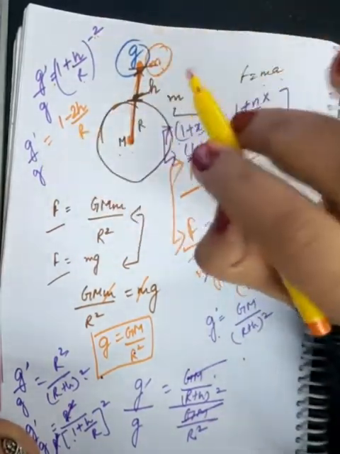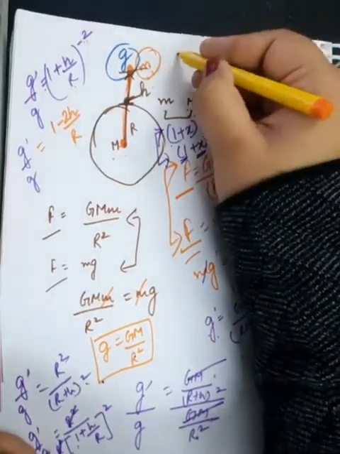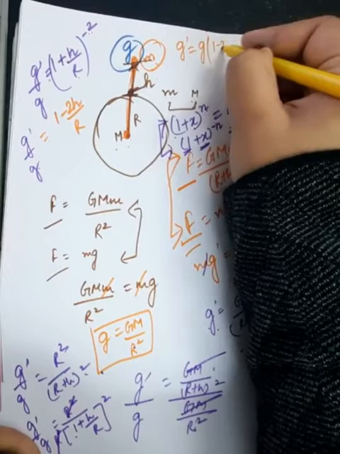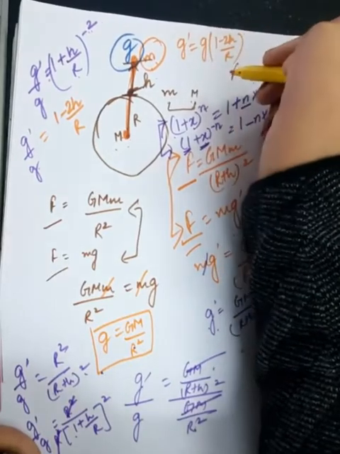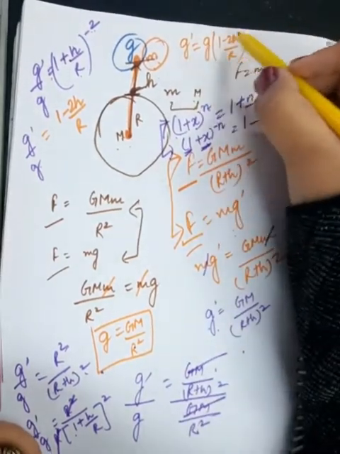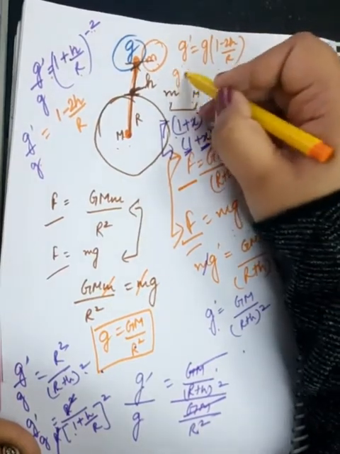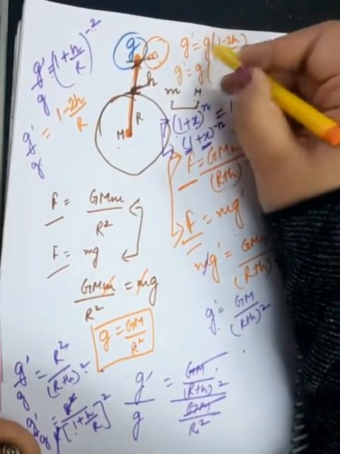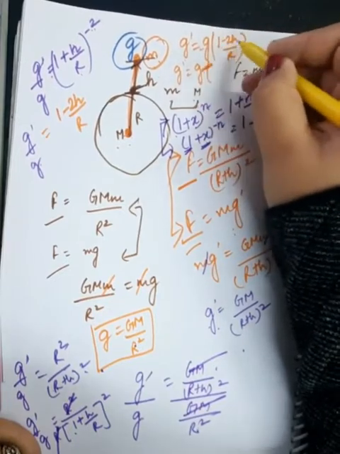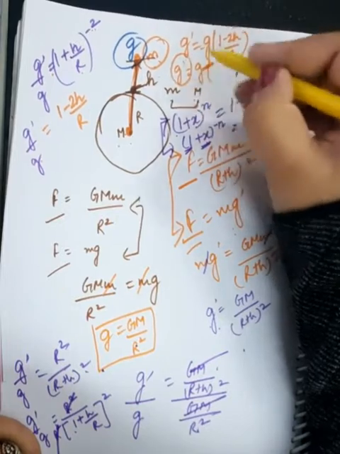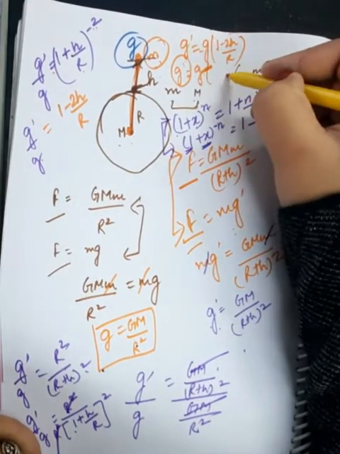So you have got this, and after that what you can see, g dash is equal to, take this g to the other side, 1 minus 2h upon r, right? So g dash is equal to g (1 minus 2h upon r), okay, and g dash is equal to g into 1 minus this term. So what you can see, that g dash is g minus something.